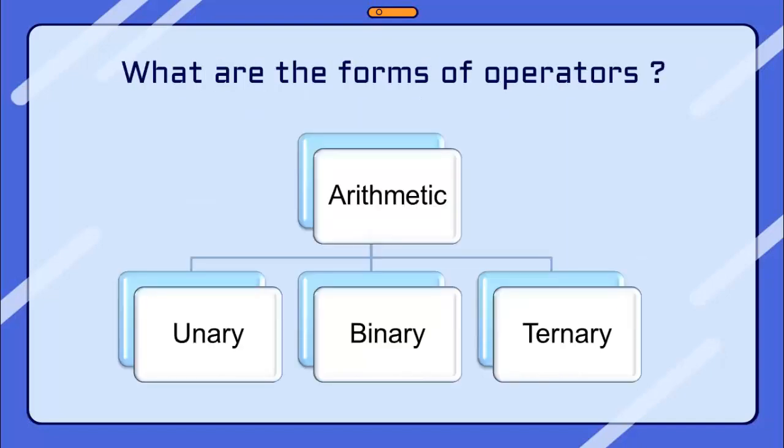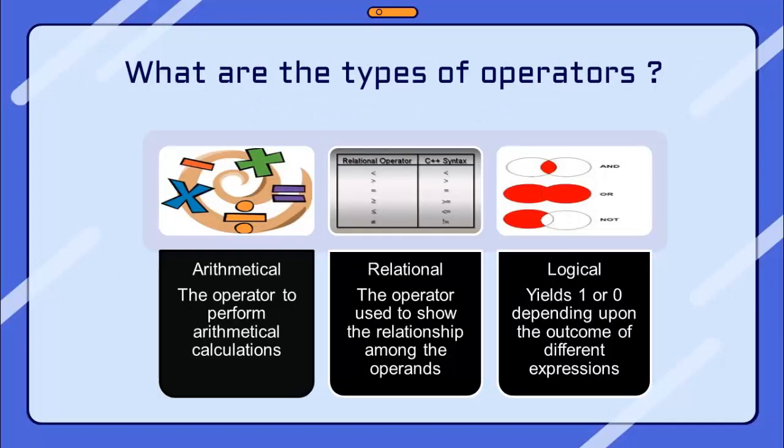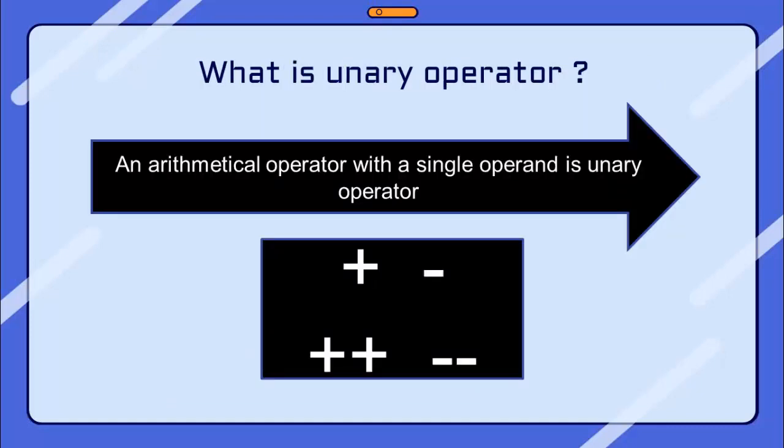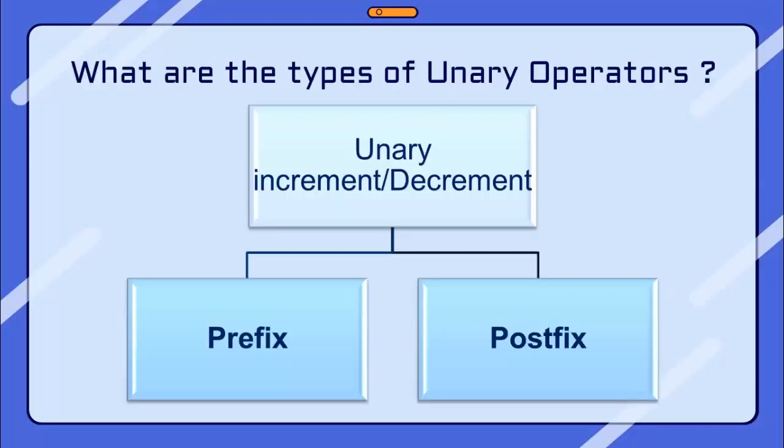What are the forms of operators? Forms are unary, binary, and ternary. The types of operators are arithmetic, relational, and logical operators. An arithmetic operator with a single operand is called a unary operator. Plus, minus, plus plus, and minus minus are the operators here.